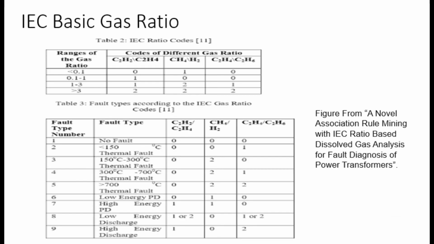The method to analyze the data is the IEC basic gas ratio. It is required to calculate the ratio of the gases dissolved in the transformer oil. And the ratio is used to determine the type of fault that occurs in transformer insulating oil.